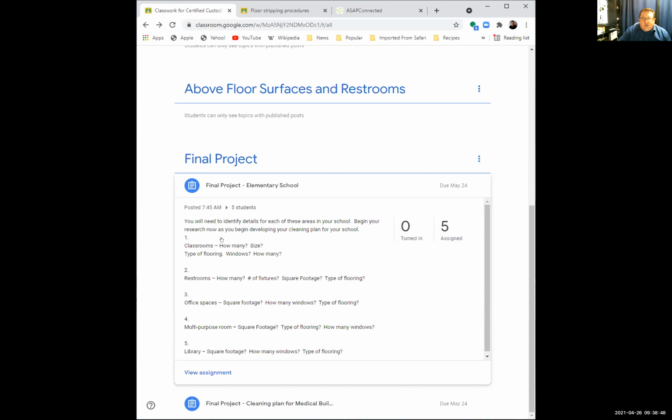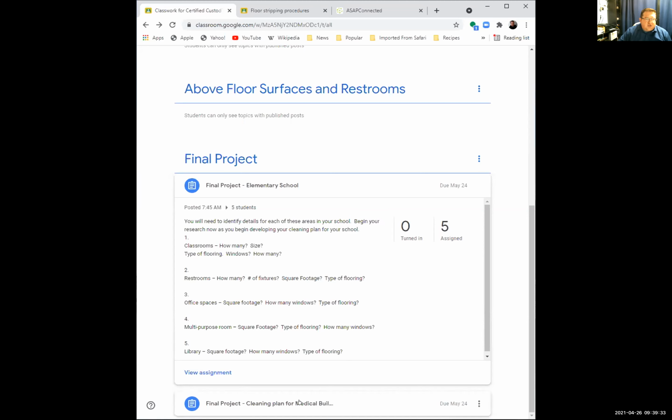Within your final project, each one of you in the group is going to be responsible for a different area. As a team, you'll help each other out, but it'll be your responsibility to present the cleaning process for that area. Whether you're assigned the restrooms, the office space, the multipurpose room, the library, whatever it is, that's your assignment. Within this assignment that has been posted now, you'll be able to start looking at that. In just a minute, we'll go into breakout rooms and you'll start to discuss this as a team.